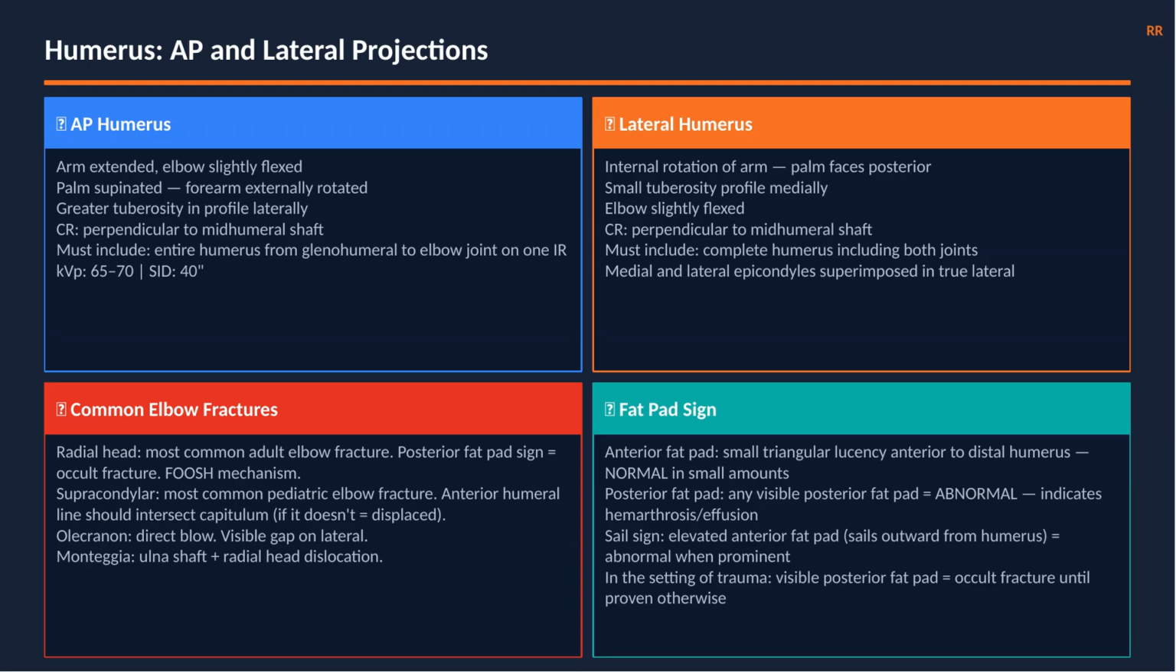Common fractures. Radial head, the most common adult elbow fracture. Mechanism: fall on outstretched hand. Frequently occult. The posterior fat pad sign is the radiographic clue to an invisible fracture.